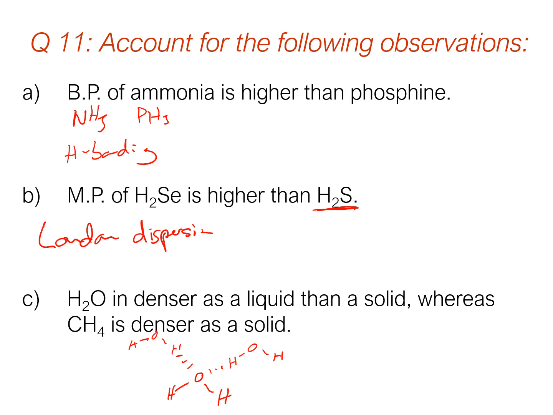With methane, there is no hydrogen bonding, so there's not this sort of structure directing of the hydrogen bonding. It hasn't got this big open structure as a solid. It's more compact. Therefore, methane as a solid is denser.